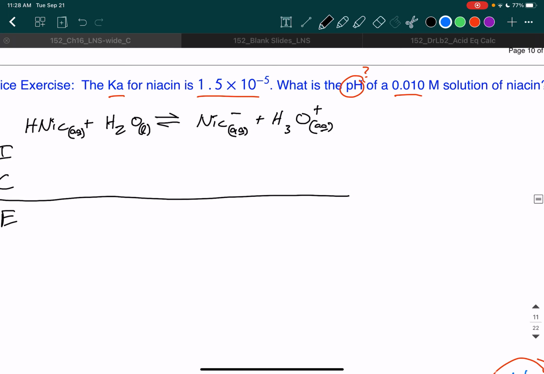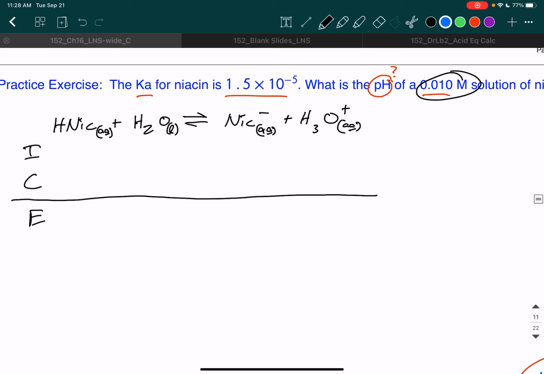If I look at the data that's given to me, there's not much data there. That's okay. It says that we have a solution of niacin at 0.01 molar. Now that's the original concentration of niacin that we place into the water. That would be its initial concentration.